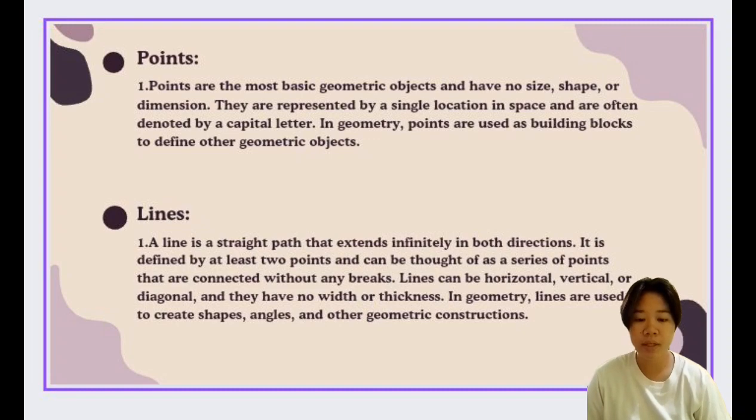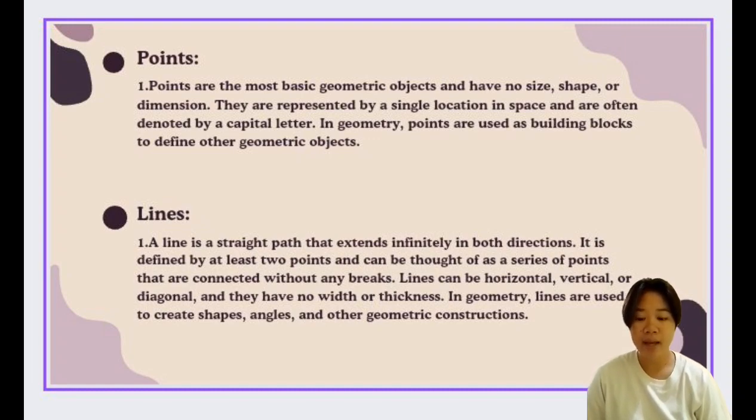Points are the most basic geometric objects and have no size, shape, or dimension. They are represented by a single location in space and are often denoted by a capital letter. In geometry, points are used as building blocks to define other geometric objects.